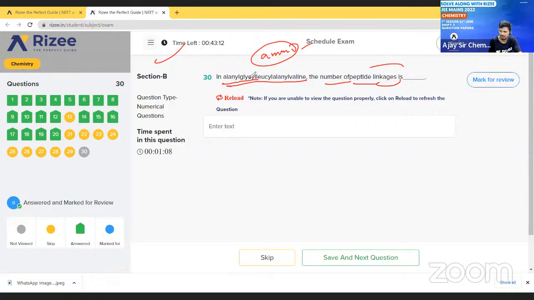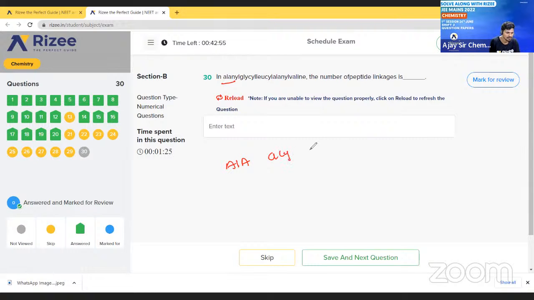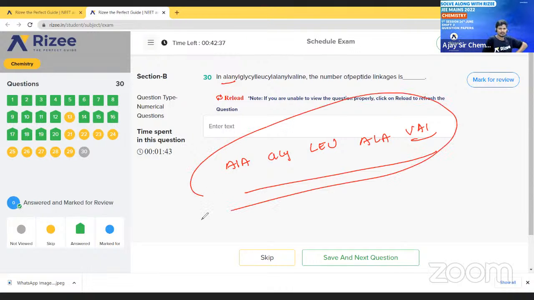See here, what are there? I'll try to write here individually. Alanine and alanine and Cys and Leu and Ala and Val. Valine, alanine, leucine. So they have given 5 amino acids. We have to find how many peptide bonds are between these 5 amino acids. Tell me, how many amino acids are present?